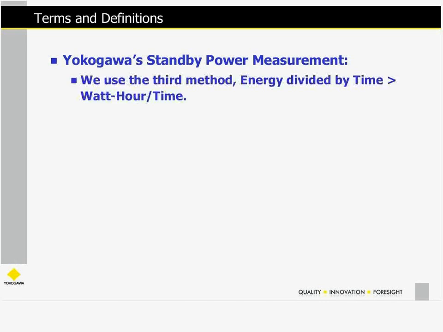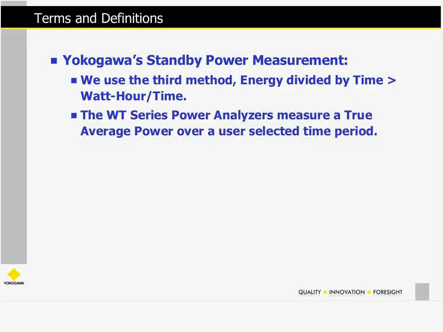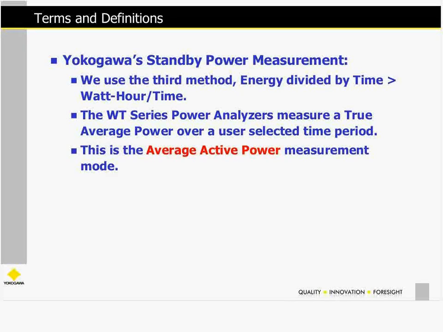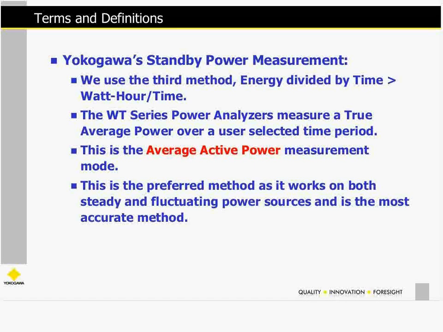So our standby power measurement, we use what's defined as the third method, energy divided by time. We run the integrator in the power analyzer and get watt hours, and then we divide out the time to get an average power measurement. Our power analyzers measure the true average power over a user-selected time period. This is what we call average active power, which is defined in this standard. It's the preferred method as it works on both steady state and fluctuating power sources.